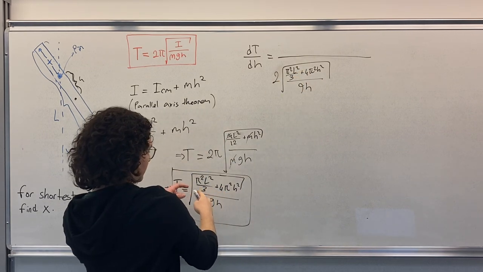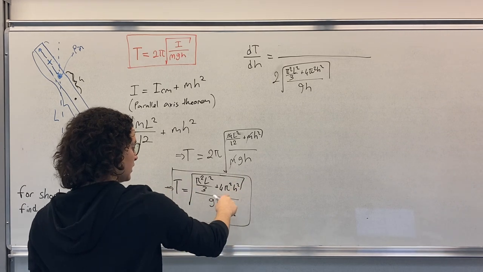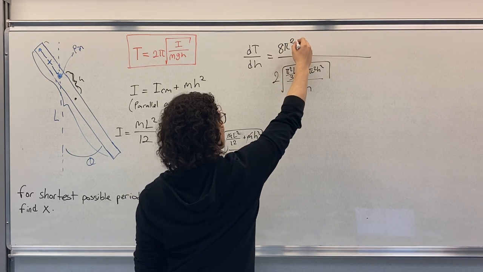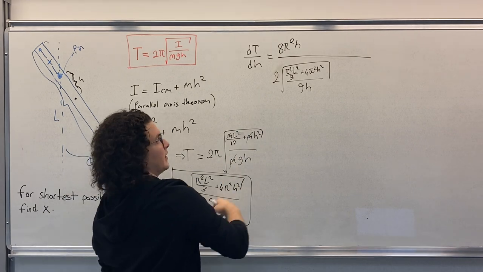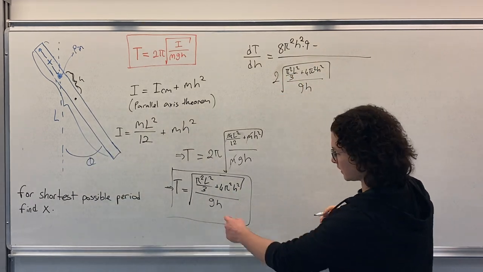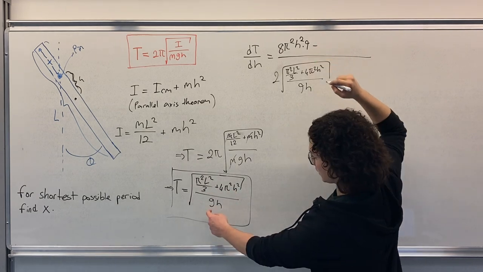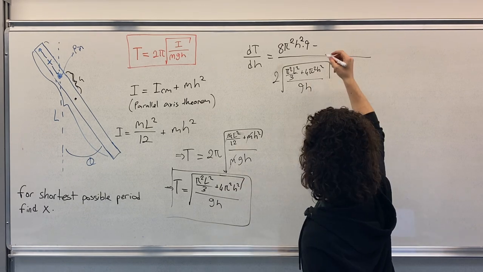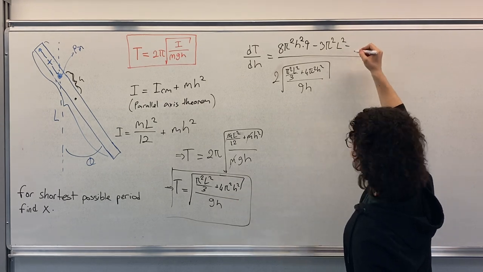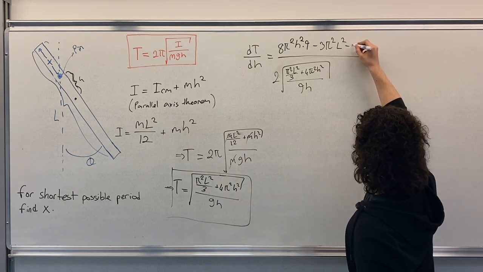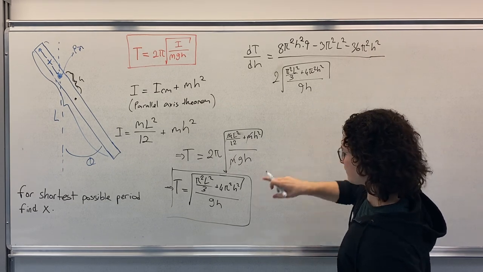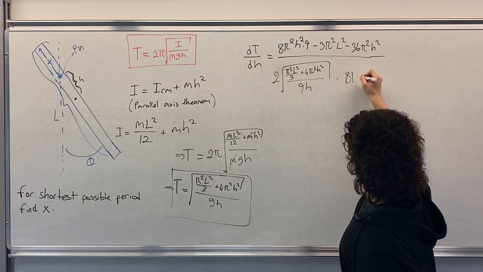The derivative of the inside, it's the derivative of division, so the derivative of first is 8 pi square h times 9h, minus the derivative of second times the first. The derivative of second is 9, so multiplying 9, 3 pi square l square minus 36 pi square h square, divided by second square, 81 h square.